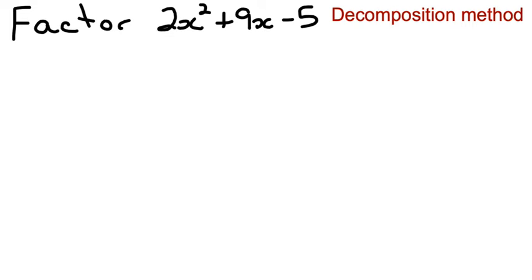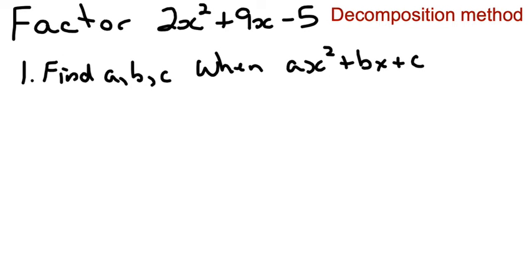In this example, we're factoring 2x squared plus 9x minus 5, and we're going to use what's called the decomposition method. So it's a little different than the other method that we used in an earlier example, but in some ways I find it much easier. So let's take a look. So what do we do?